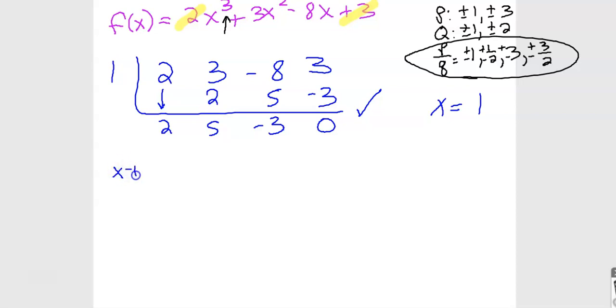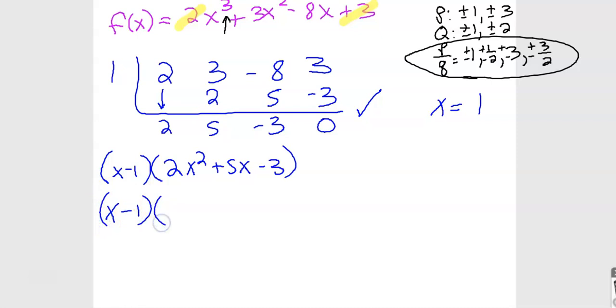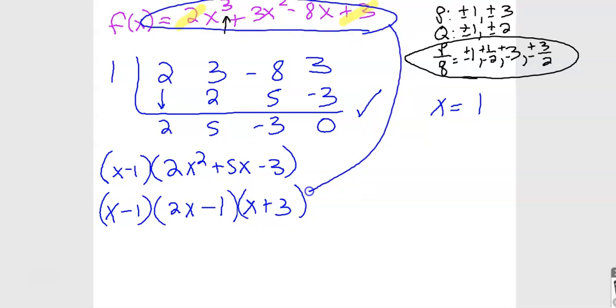Which means x minus 1 is a factor. And what I have remaining is 2x squared plus 5x minus 3. And then you could solve it by using the quad or just factor. And it does factor. So notice this polynomial that I began with factors to this. And I do want to be clear on this. This is the 0 x equals 1. This is the 0 x equals 1/2. And this is the 0 x equals -3.